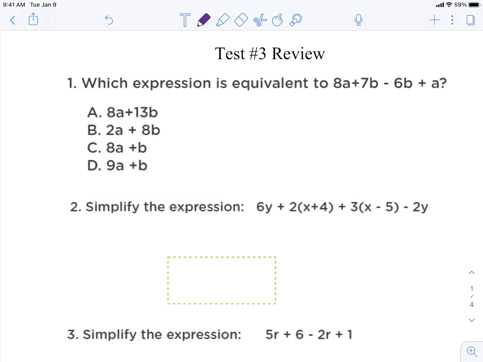Which expression is equivalent to 8a plus 7b minus 6b plus a? Remember, equivalent just means something that is the same, equal to. So we're going to combine our like terms. I have an 8a and an a, so 8a plus 1a is 9a. And then 7b minus 6b is a positive b. So 9a plus b, which would be answer choice D.